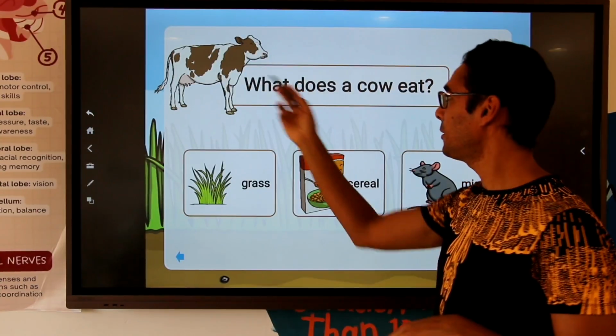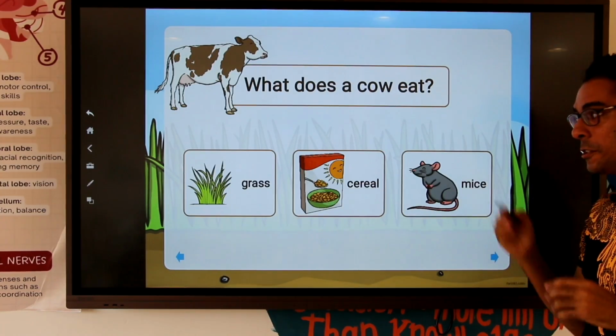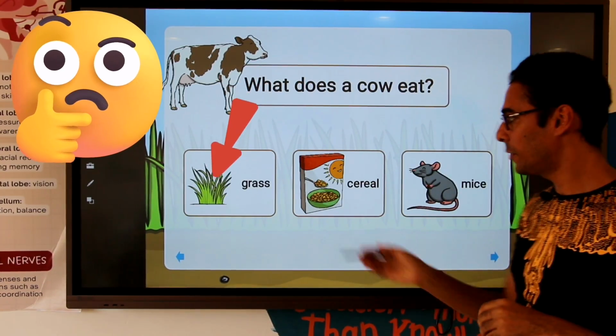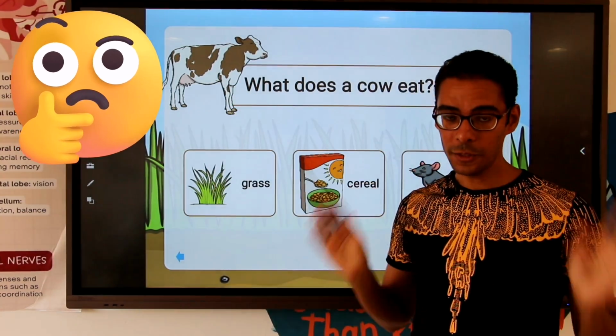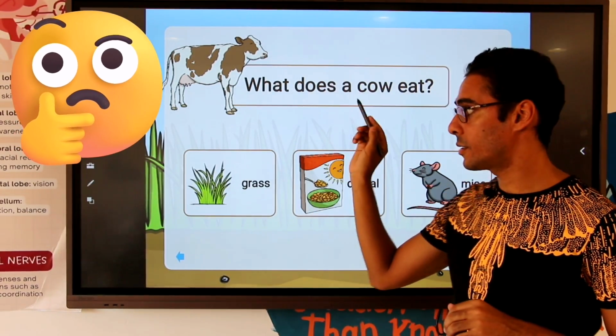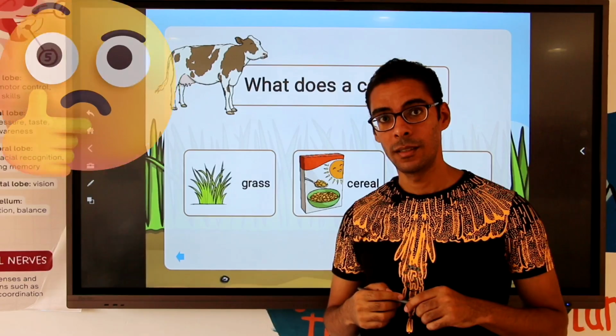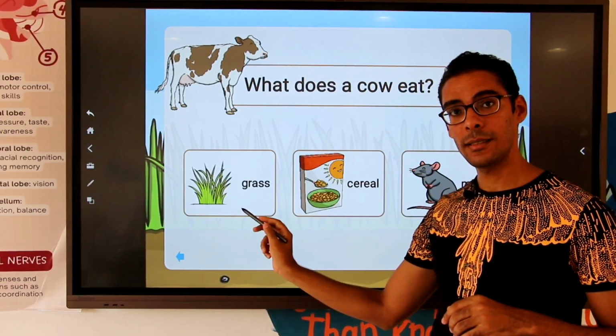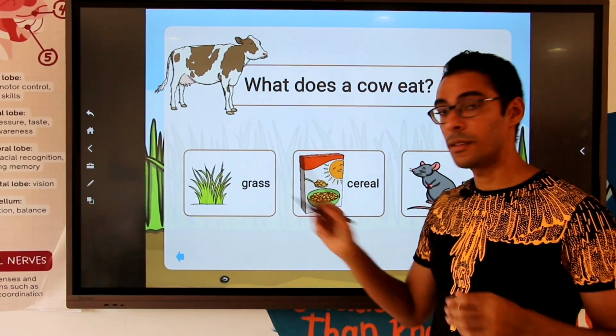Can you just tell me what does the cow eat from the following answers? I guess you might be looking for the grass. Okay, I totally agree with you, but here we have to answer another question. Why does the cow need to eat grass? We know that the cow eats the grass, but we need to know why it eats the grass.